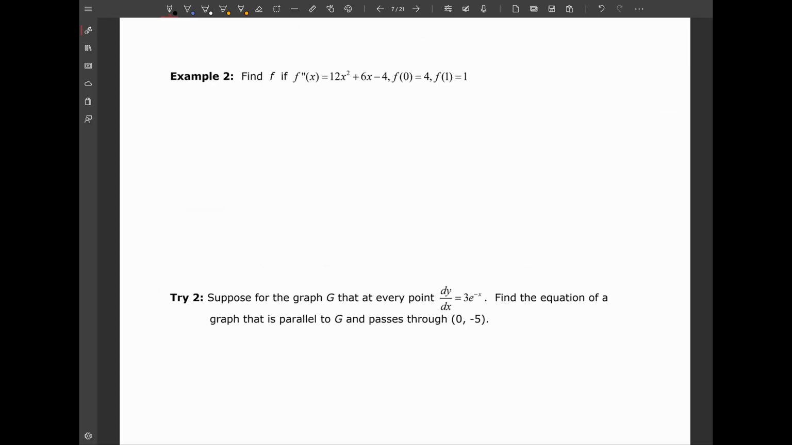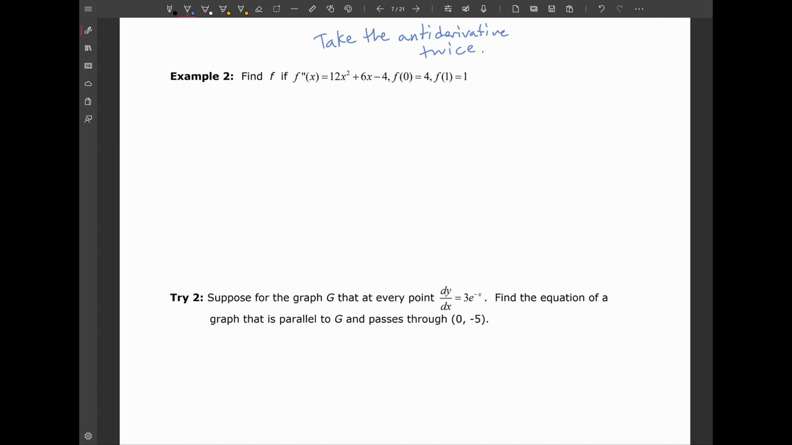So I have example 2. Find f if f double prime of x is equal to 12x squared plus 6x minus 4 when f of 0 equals 4 and f of 1 equals 1. Okay, you might notice something here. They have given me 2 conditions. There might be a reason for that. Also note that they've given us the second derivative, not the first derivative. So what that tells us is we need to take the antiderivative twice. We're going to need to do it twice to get back to f of x.